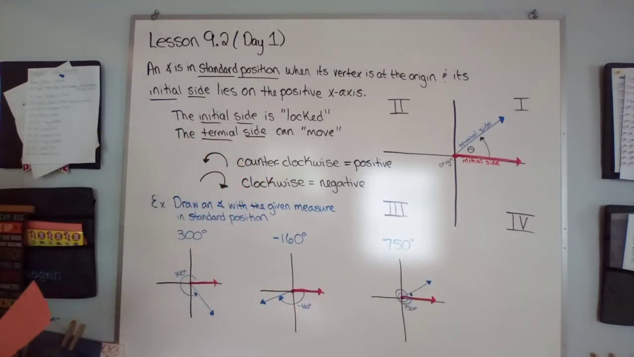So when that happens, they're considered coterminal angles. All right, coterminal angles are angles whose terminal sides land in the same spot. Okay, so that's what our next example is going to be. So let me erase and get that set up for us.